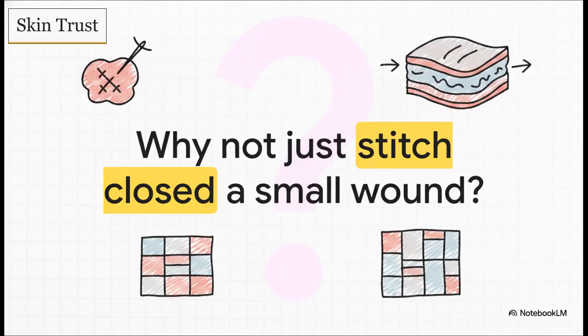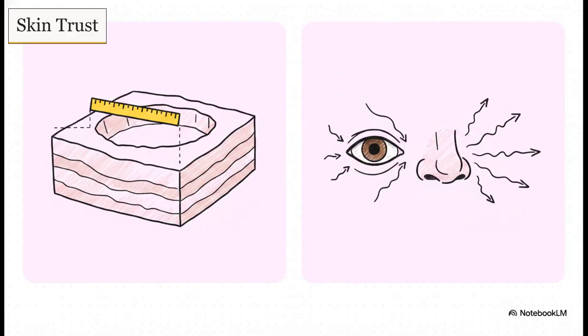Hold on a second, wait. If a wound is really that small, why not just stitch it closed right away and be done with it? Right, well, it's a super common question, but surface measurements alone simply do not tell the whole story. I mean, a ruler doesn't show you the depth of the wound, it doesn't show you the missing structural support or how the tissue actually moves.